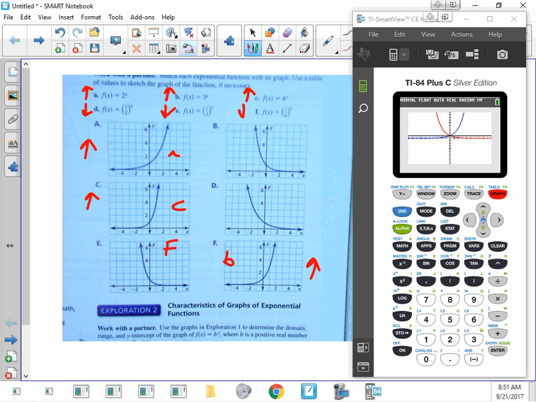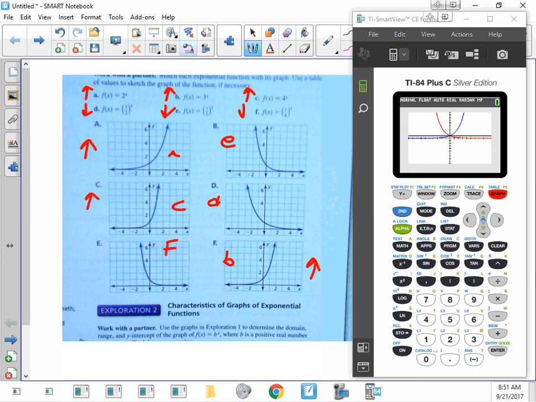Okay, and which one's dropping the slowest? D. And then B is going to be in the middle, so that would be E. Do those make sense? You guys understand that? Okay. Okay, that's going to take us through the first set.